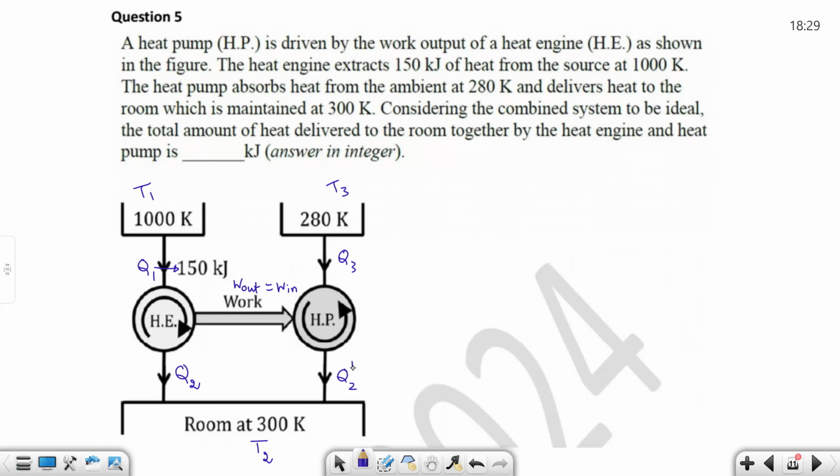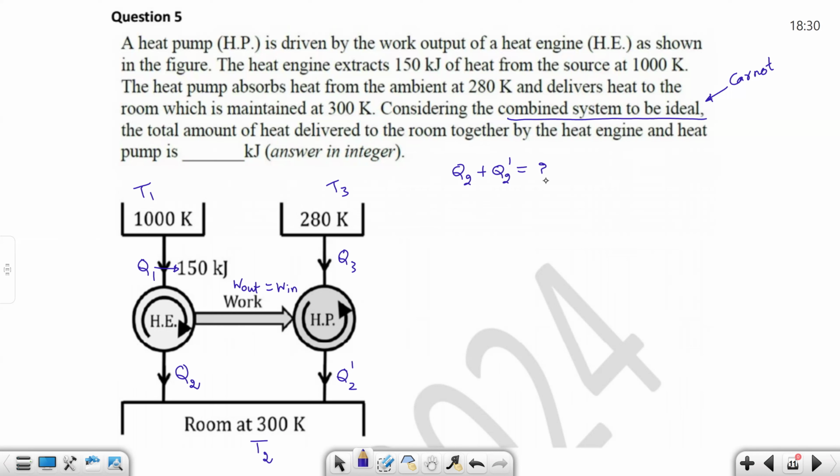So now the combined system is to be ideal. Ideal system means Carnot. Only a Carnot system will be considered as an ideal system. The total amount of heat delivered to the room together by the heat engine and the heat pump, so what is this, Q2 plus Q2 dash? This is what is asked. This is the total heat which is delivered to the room.